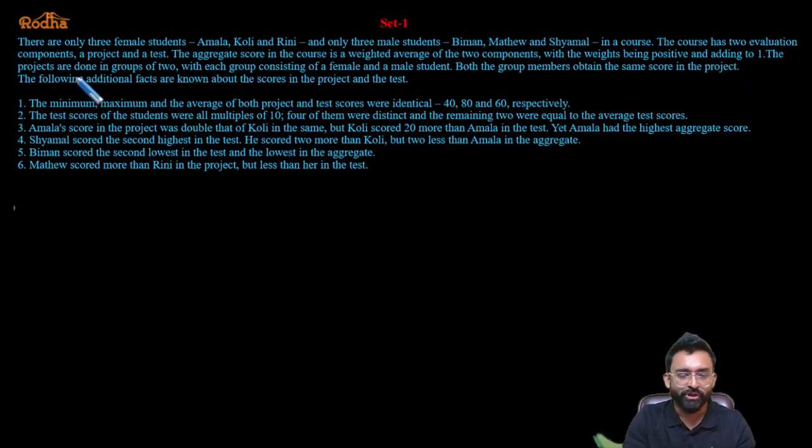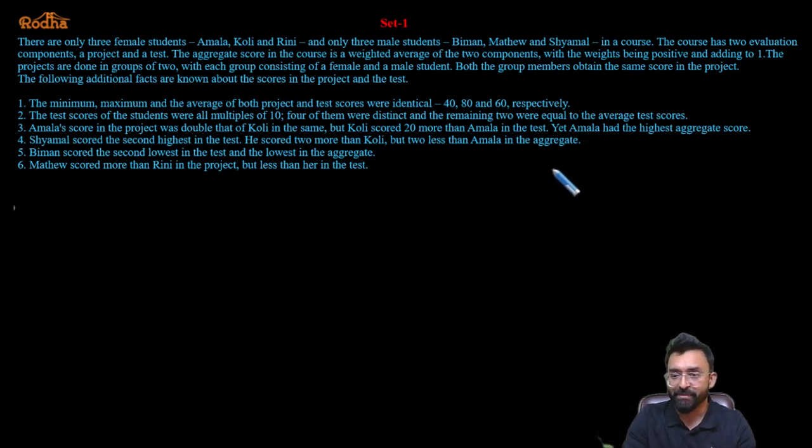Now the projects are done in groups of 2, with each group consisting of a female and a male student. That means the group has one female student and one male student. These are female students, these are male students, that is mentioned. Both the group members obtain the same score in the project. That is a very important piece of information. That's what we have to understand.